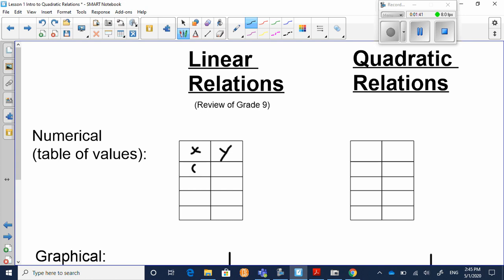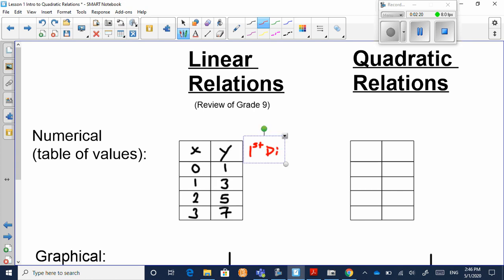A typical example of a table of values might be something like this, where the x values were 1, 2, 3, and maybe the y values were 1, 3, 5, and 7. That would have been a typical example from Grade 9. And we would have said, I'm pretty confident that it's linear because we would have looked at what we called the first differences. I'm just going to write it here in red.